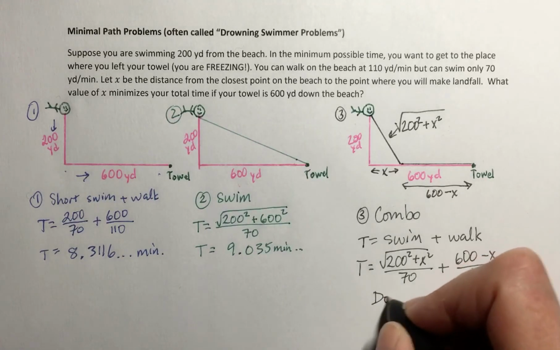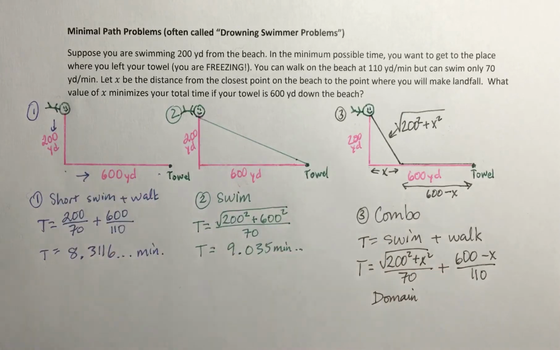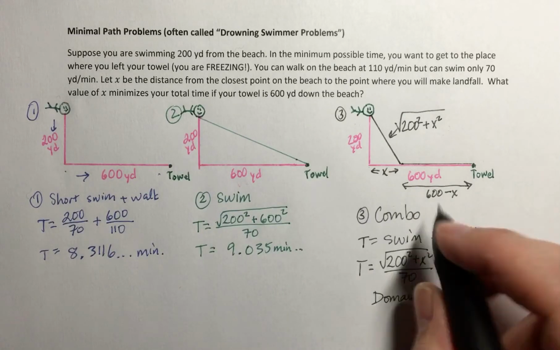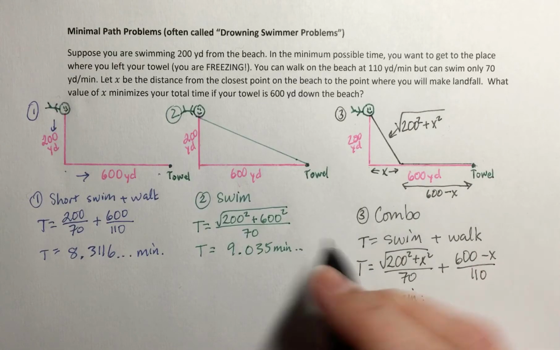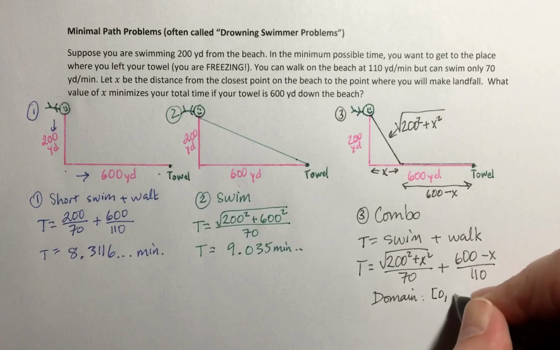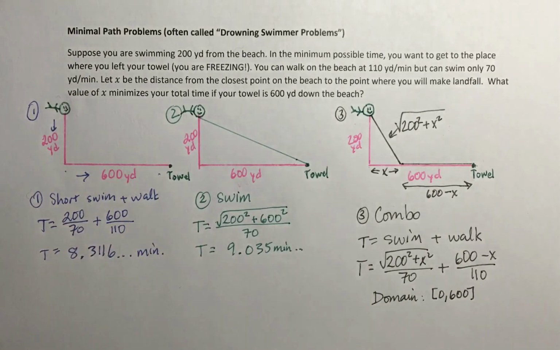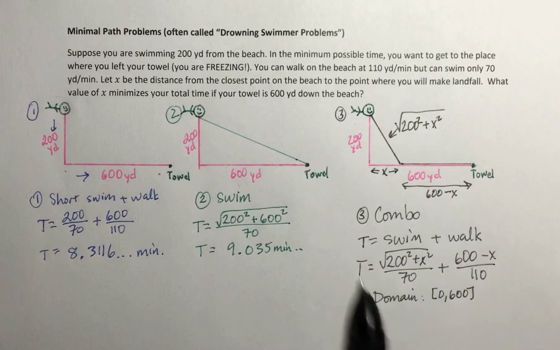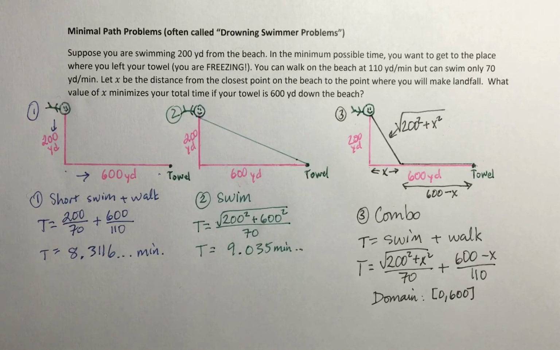And the domain on this, well, clearly your x could be nothing. That's what we had in option one. Or you could swim the whole way there, where your x is 600. So the two extremes, we've actually tested those out, which is a really important step for later. By doing these extreme situations, it helps you figure out how to build your formula, and it also provides some important information that you'll compare our minimum against.